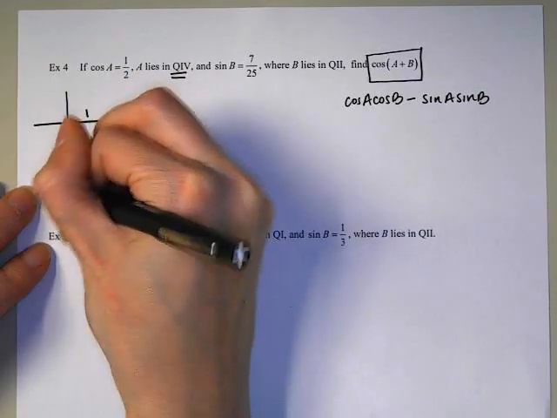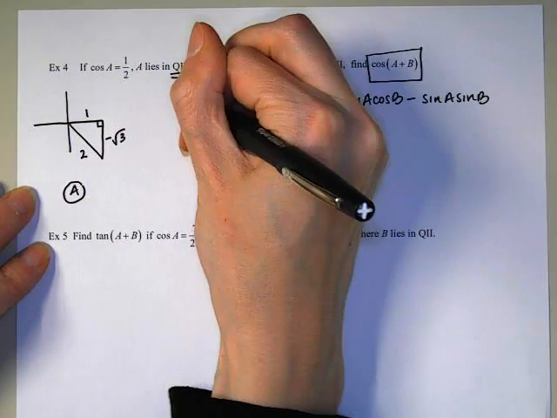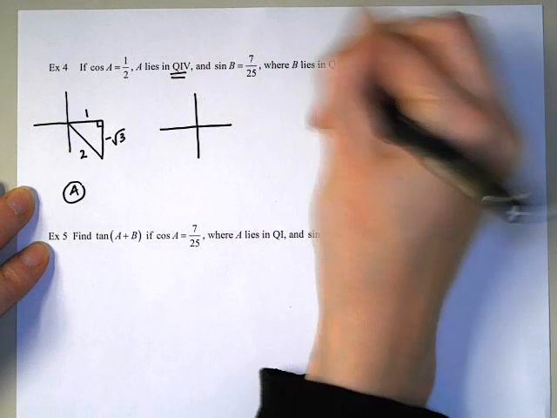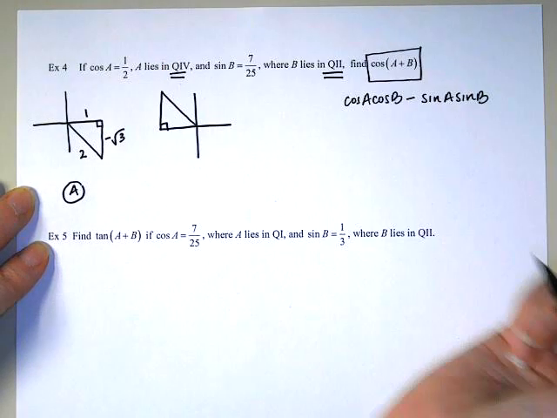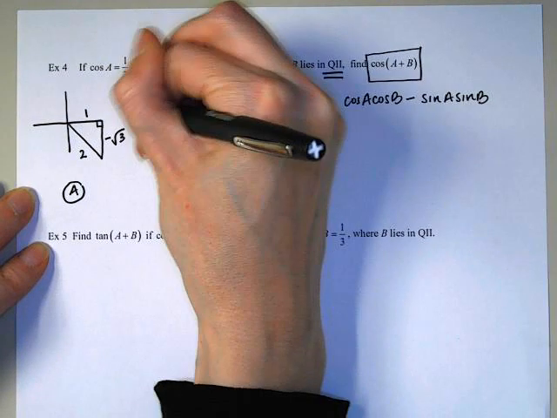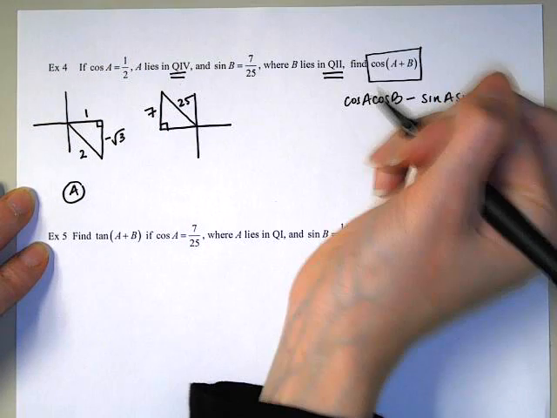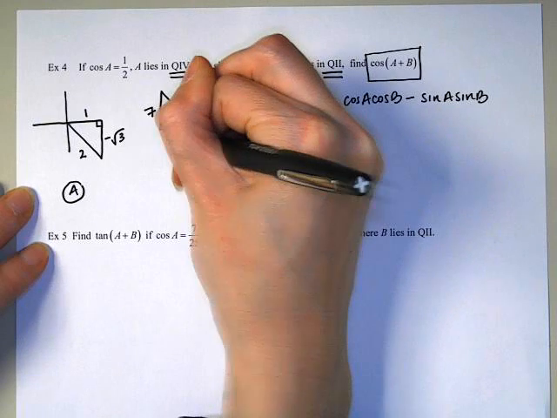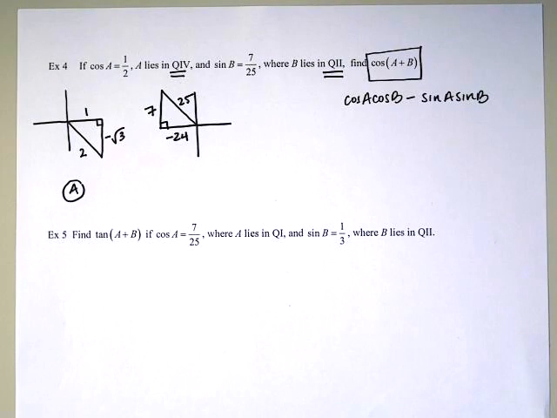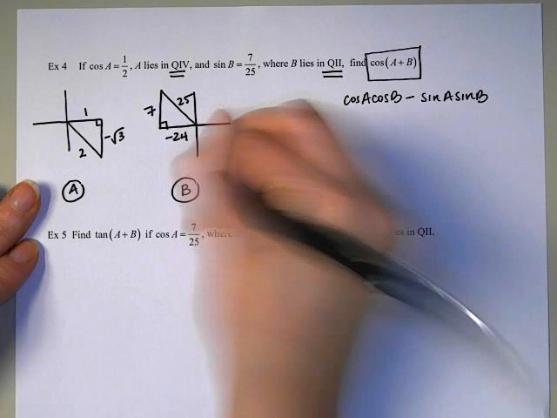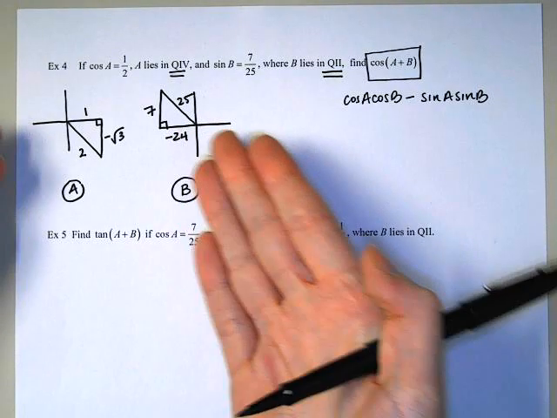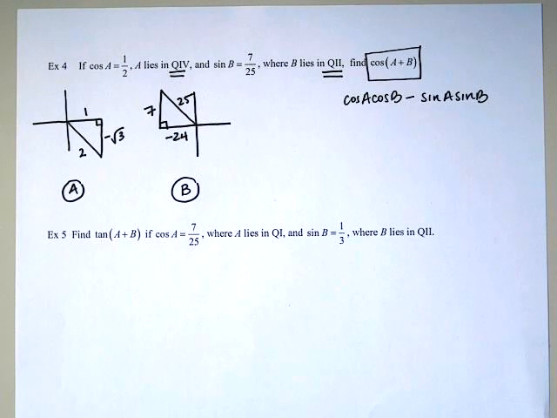Okay, so this is angle A, and then for angle B, it's in quadrant 2. So I'm going to draw a triangle in quadrant 2, and if sine is O over H, then Pythagorean theorem gives me a negative 24 for that missing side. And this is all for angle B. And now, look how easy. You just plug all the ratios in and solve it.